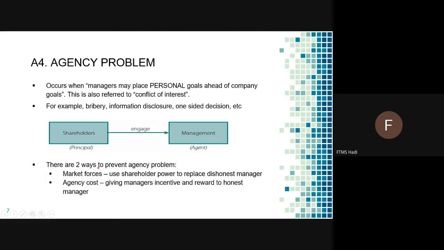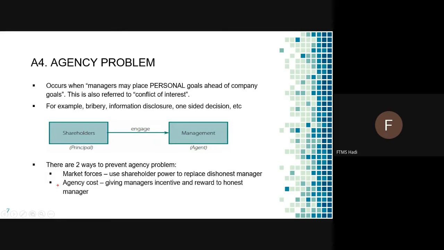So there are two ways to prevent agency problem. The first one, market forces. This is a quite aggressive way, which is to use shareholder power to replace a dishonest manager. It means if the manager is not honest with the work and there is misconduct, shareholders will use their power to remove or sack the manager and replace them with someone else.